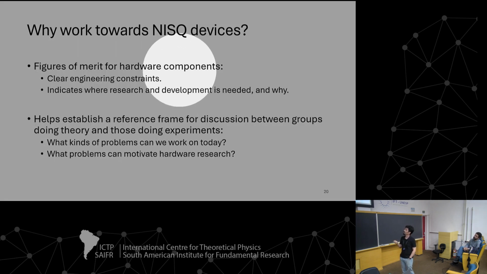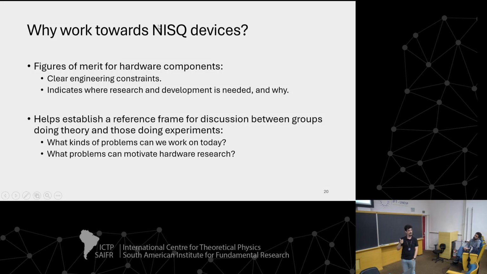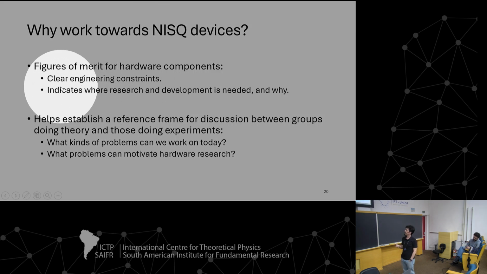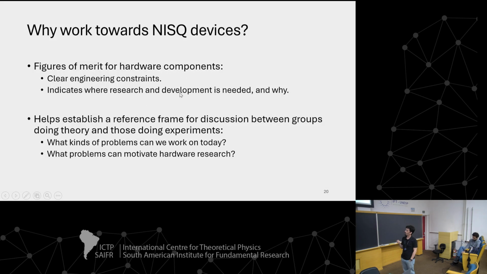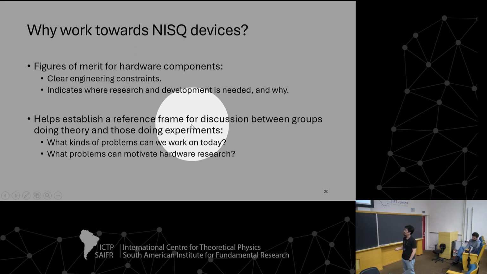So why do this? Why work with NISQ? Because it's not so useful as we might hope, but it's very hard. And actually, that's more or less the point, that it makes you think about engineering constraints. It makes you think about what you should really develop to move the technology forward. And also, it helps you establish a reference frame, which is very important, to discuss between groups doing theory and groups doing experiments.